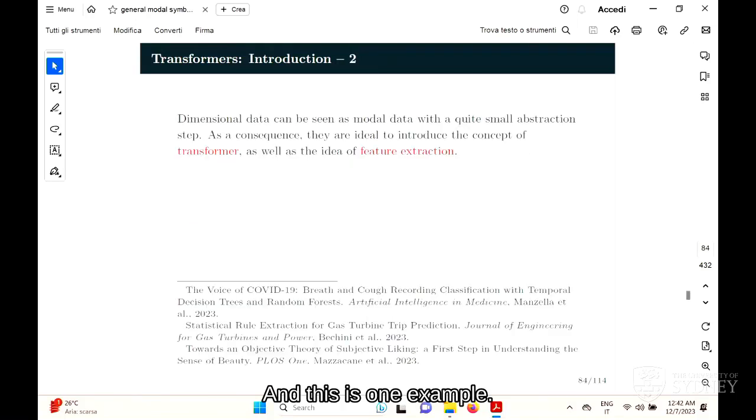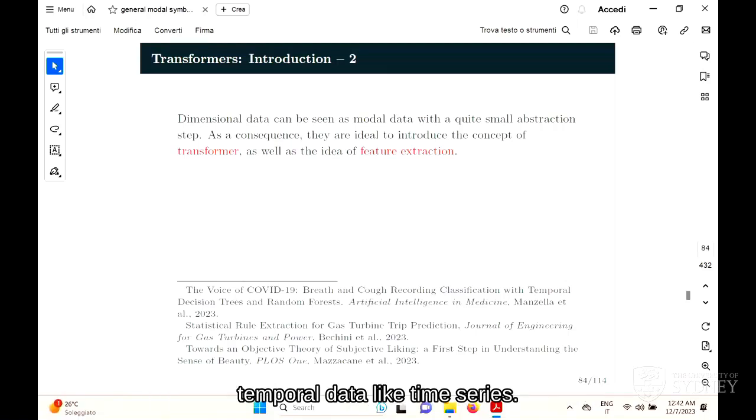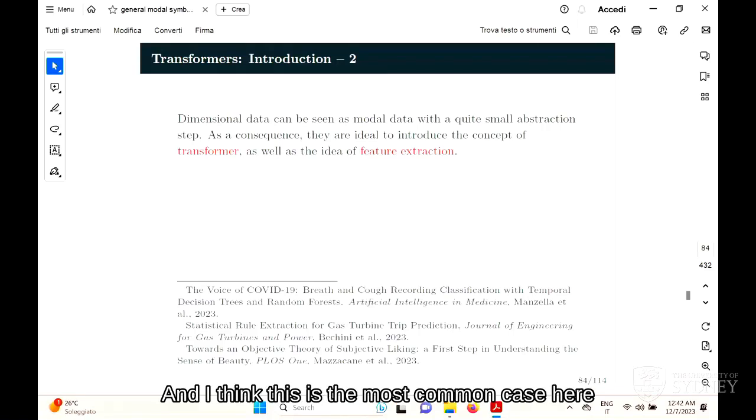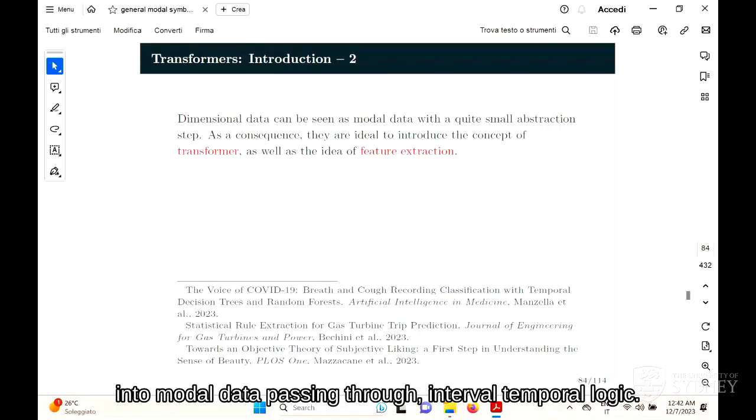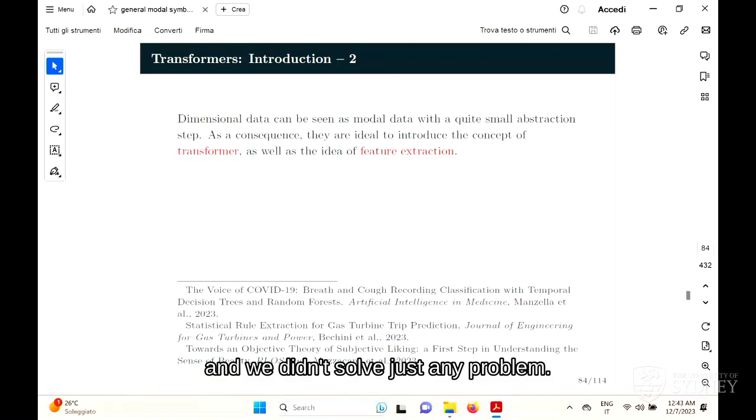And this is one example, okay? So I'm giving you the example of how to convert temporal data like time series, and I think this is the most common case here, into model data passing through interval temporal logic. This is not just theory. We did it many times in practice, and we didn't solve just any problem.